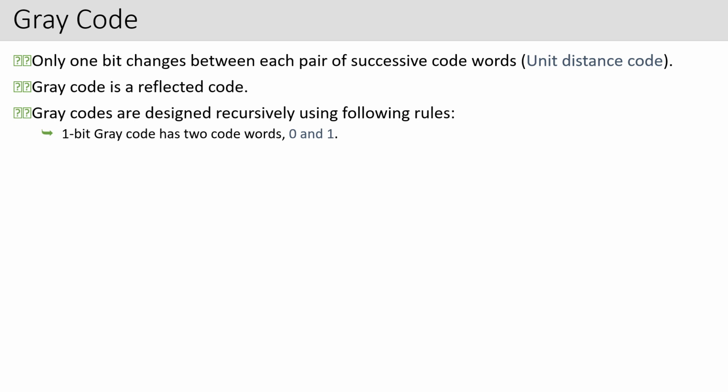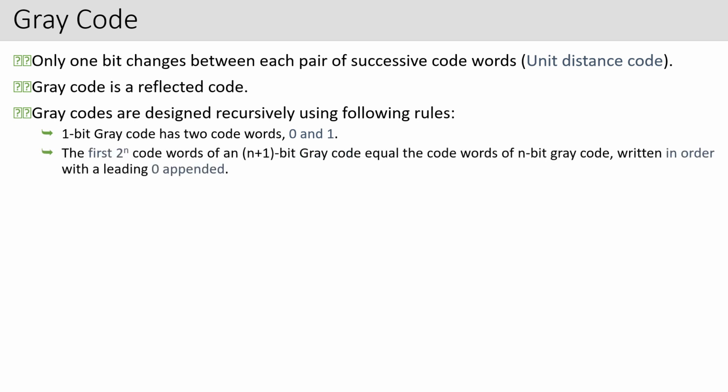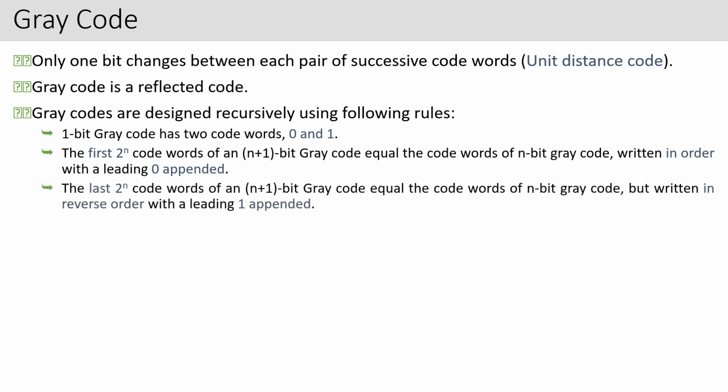So a one bit gray code has two code words, 0 and 1. If you are having a one bit gray code, it will have two code words. What are those? 0 and 1. The first 2 to the power n code words of an n plus 1 bit gray code equal the code words of the n bit gray code written in order with a leading 0 appended. Now this I'll explain to you. Same way, the last 2 to the power n code words of an n plus 1 bit gray code equal the code words of the n bit gray code but written in reverse order with a leading 1 appended.